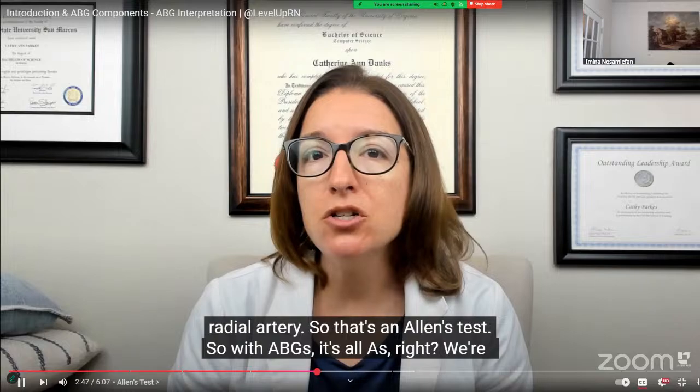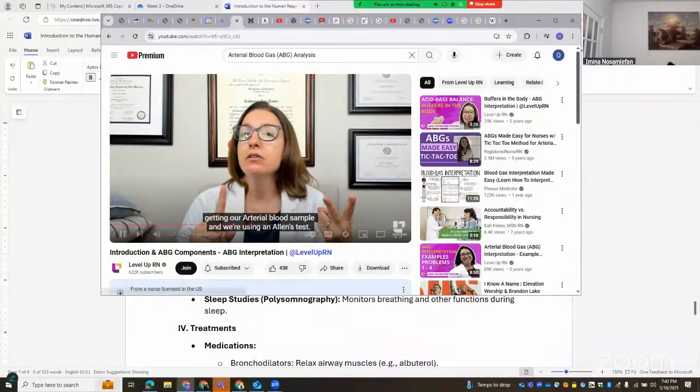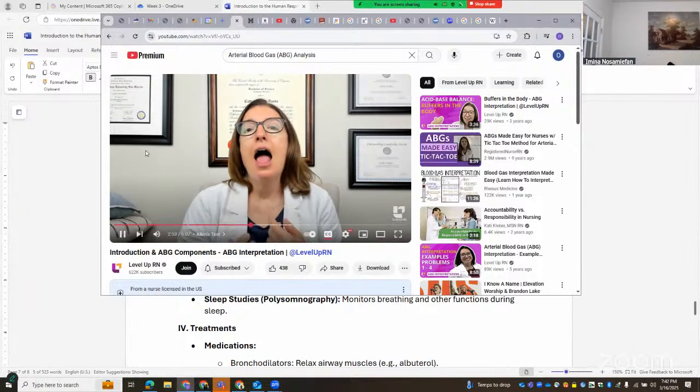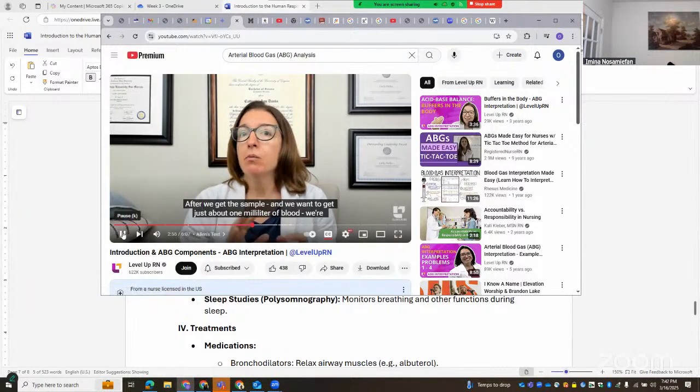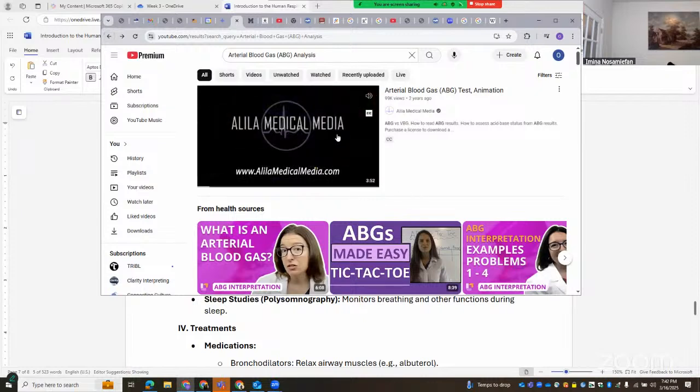So with ABGs, it's all A's, right? We're getting our arterial blood sample and we're using an Allen's test. After we get the sample, and again, this is a bit too detailed for nursing students, and we're not training to be nursing students, we're training to be interpreters, so we will not bother with that.